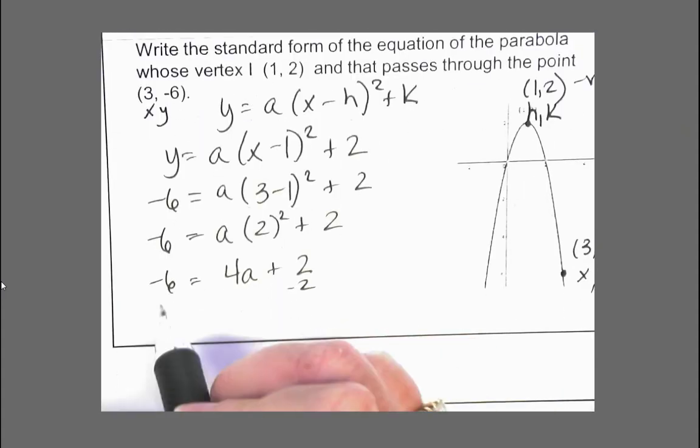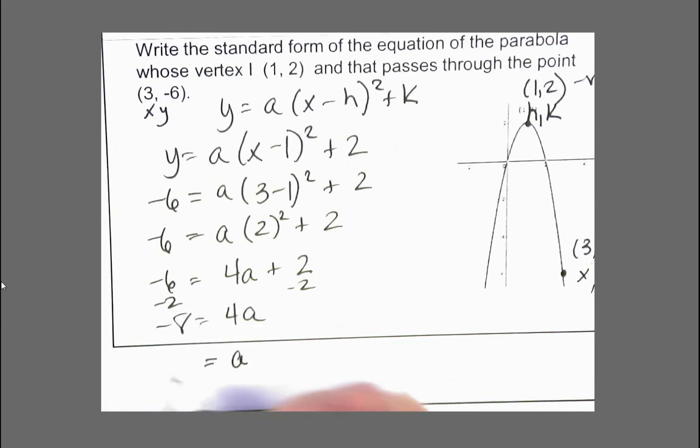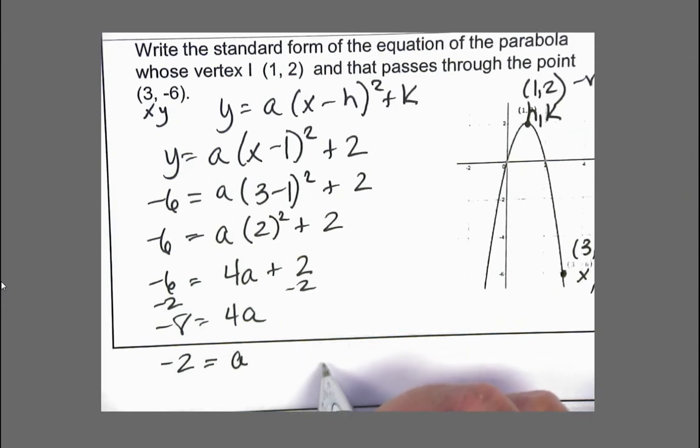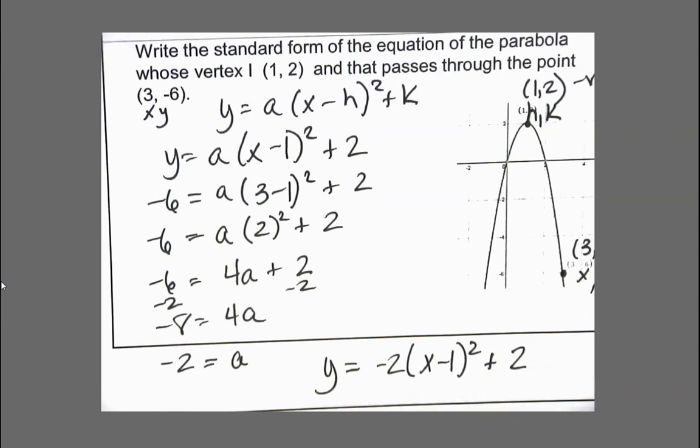Now what do we do to solve for a? Subtract 2. You get -8 equals 4a. Divide both sides by 4. You get -2. There's that negative we needed because the graph is going down, right? Now we're finally done. What's the equation? y equals -2(x minus 1) squared plus 2.